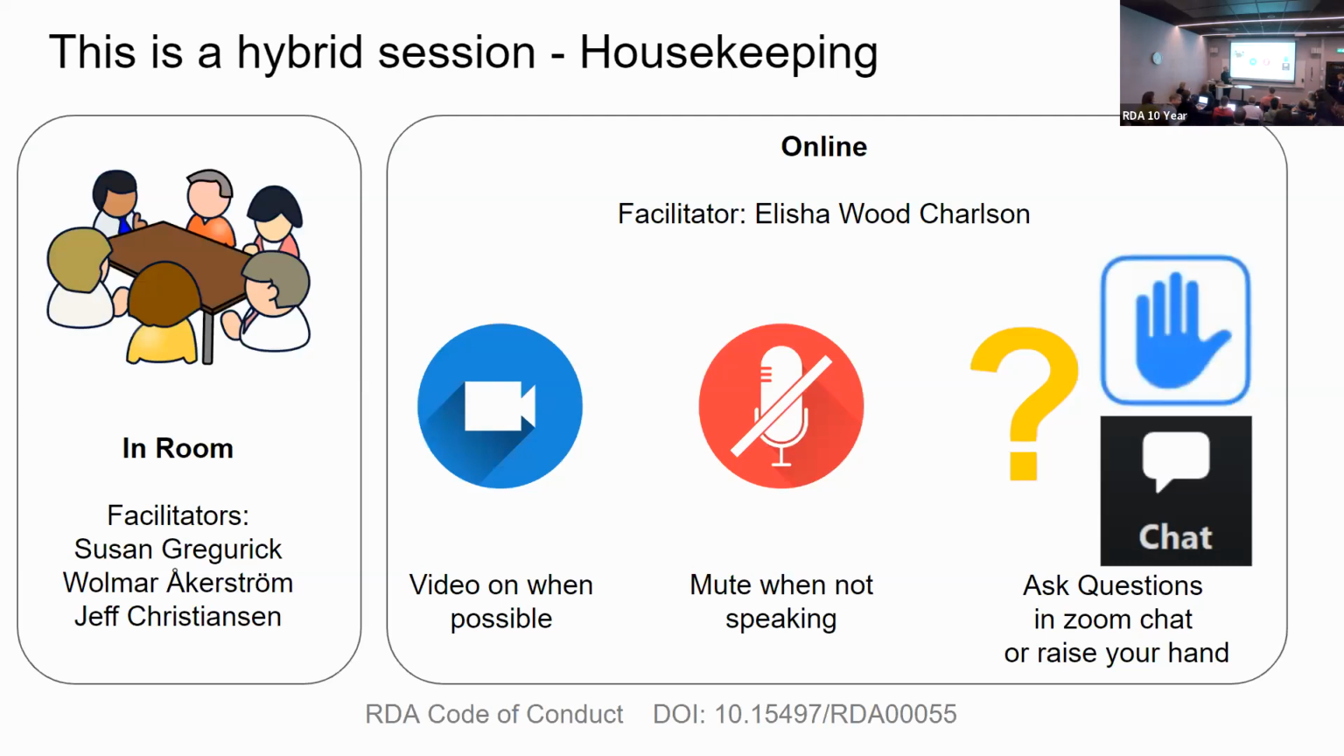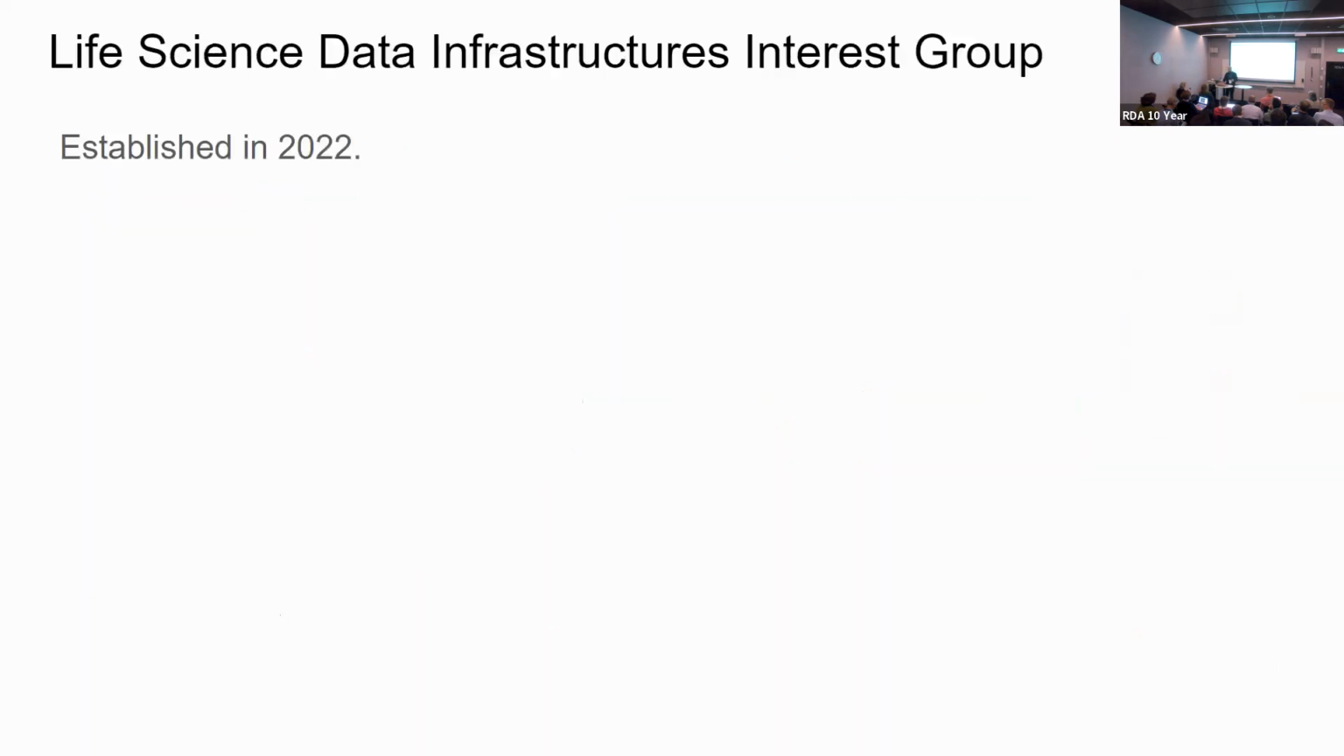So I'm going to start off with some background. Before I do that, this is a hybrid session. So in the room, we have myself, Jeff Christensen, we have Volmar Okerstrom, and we have Susan Gregory. And online, we have Alicia Wilkin-Charlson, and we're the co-chairs of the Life Science Data Infrastructure Interest Group. So if you're online, please feel free to ask any questions. I think we do that in the Zoom chat. We'll be monitoring them and making sure we respond to those.